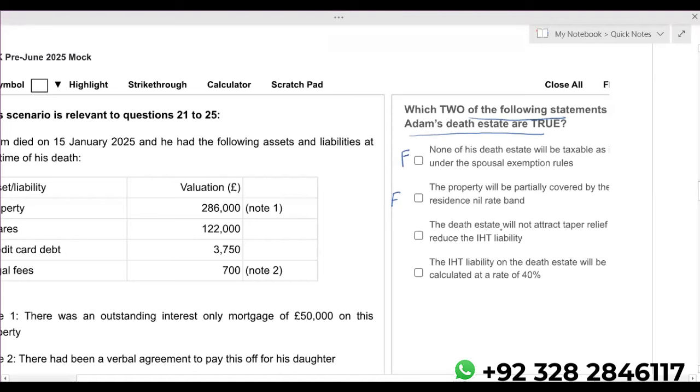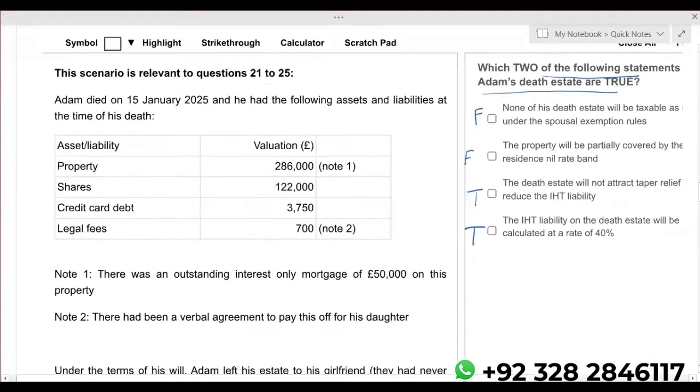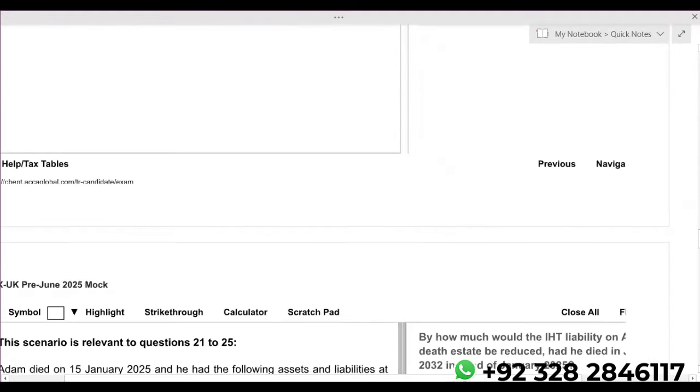The death estate will not deduct taper relief. True. Taper relief is actually available only on death tax, and it is only available when the donor dies at least after 3 years of making the gift. But taper relief is only available on death tax, not on death estate. The IHT liability on death estate will be calculated through IHT rate on death tax, IHT rate on death estate, both. It is 40%. So last two are true.